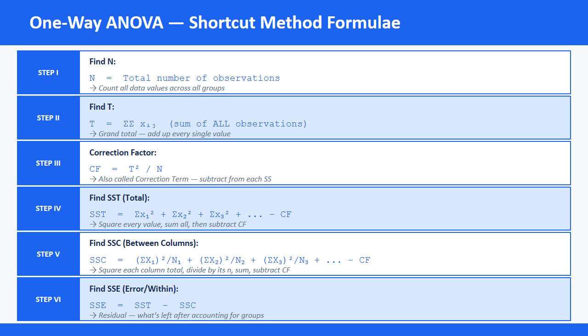The next step, that is step 4, is finding the total sum of squares, which is abbreviated as SST. So square every value, sum them and subtract CF. Step 5 is the sum of squares between groups, that is SSC. So take each group total, square it, divide by the number of observations in that group, sum them all and then subtract the correction factor. Step 6 is the sum of squares within the group, that is SSE. So SSE is equal to SST minus SSC. This represents the variation that is not explained by different groups. So this completes the computational part.